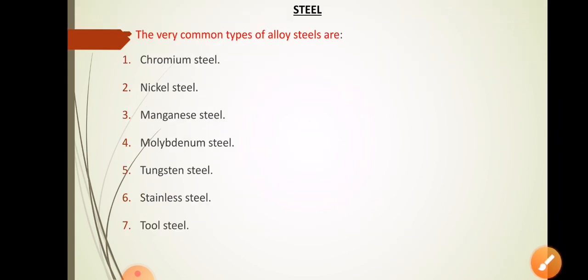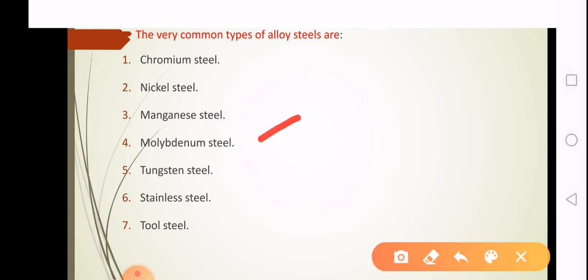The very commonly used types of alloy steels are chromium steel. Obviously, chromium is the main element which is added. Then we have nickel steel, manganese steel, molybdenum steel, tungsten steel, stainless steel, and tool steel. Now, molybdenum steel, tool steel, tungsten steel. Tungsten, as you all know, is the hardest known metal. There is always a confusion between diamond and tungsten, which is harder, and so on. Anyway, when we talk about metals, it is tungsten which is the hardest.